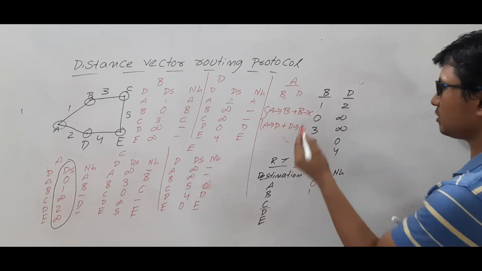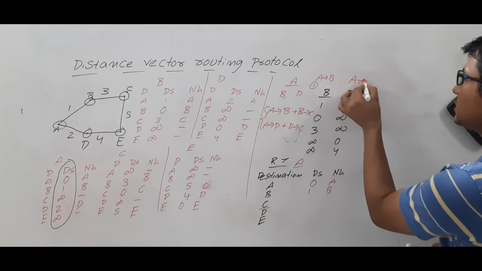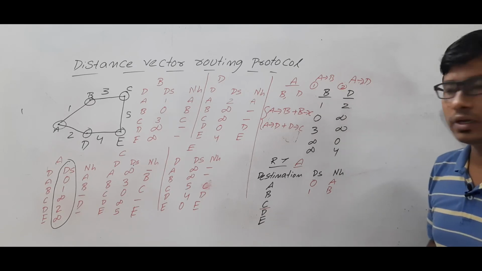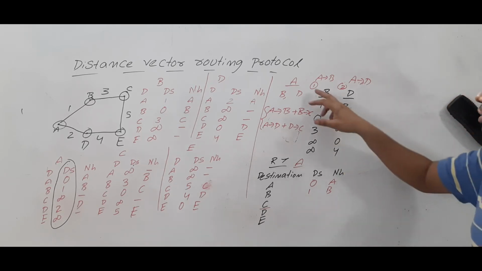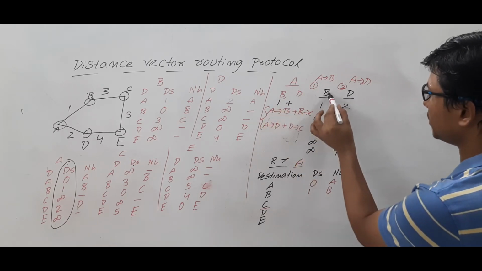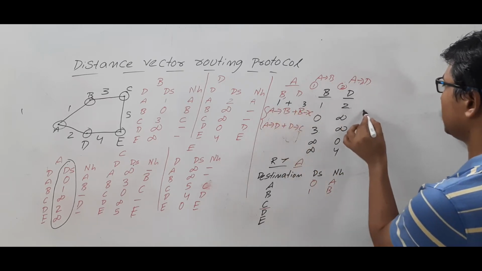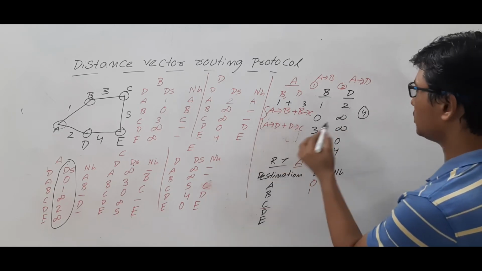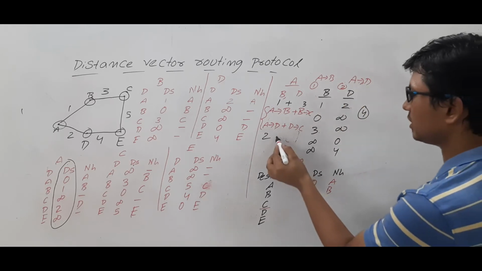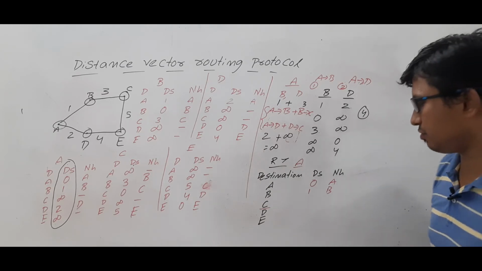A to B information, we know that it is 1. A to D distance is how much? A to D distance is 2. If you see this one, you come to know. So 1 plus B to C distance, which is 3. If I go from A to B and B to C, it is 4. A to D is 2. Are you able to understand? D to C distance is infinity. 2 plus infinity is infinity. So which is less, 4 or infinity? 4 is less.